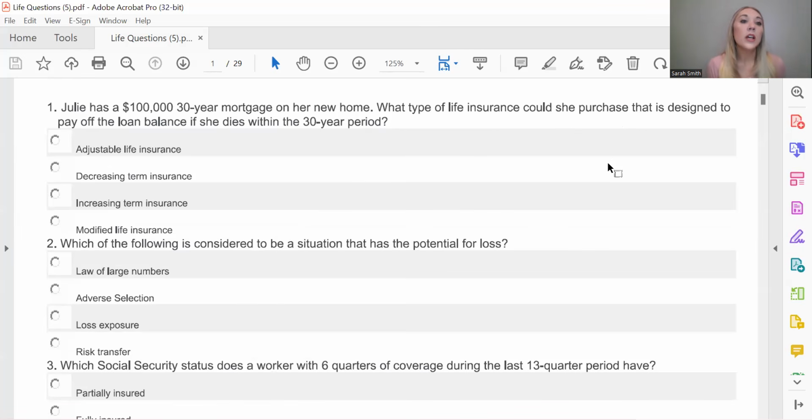Julie has a $100,000 30-year mortgage on her new home. What type of life insurance could she purchase that is designed to pay off the loan balance if she dies within that 30-year period?